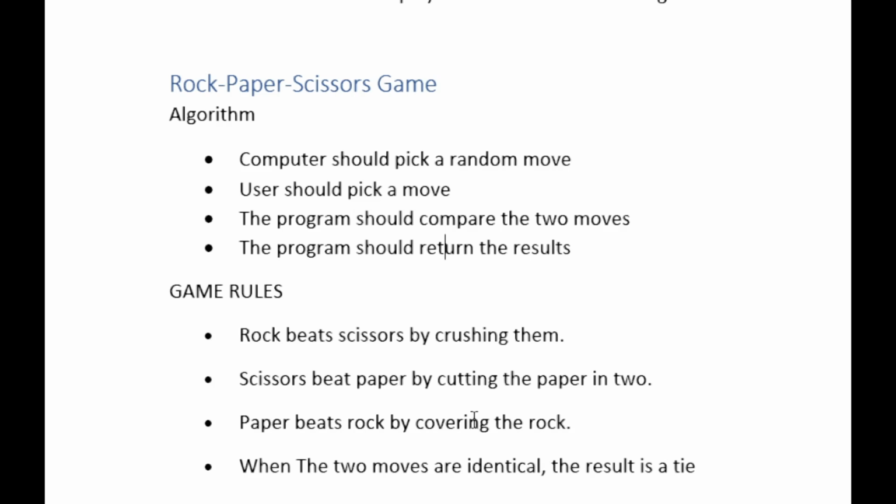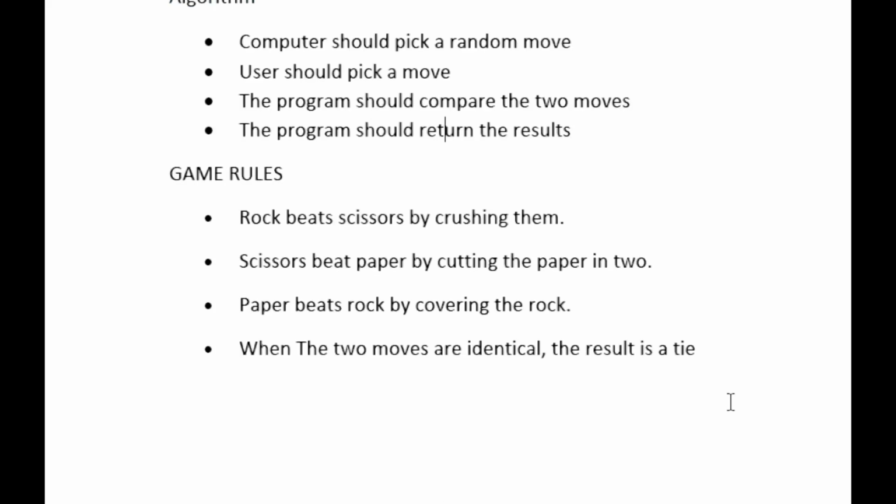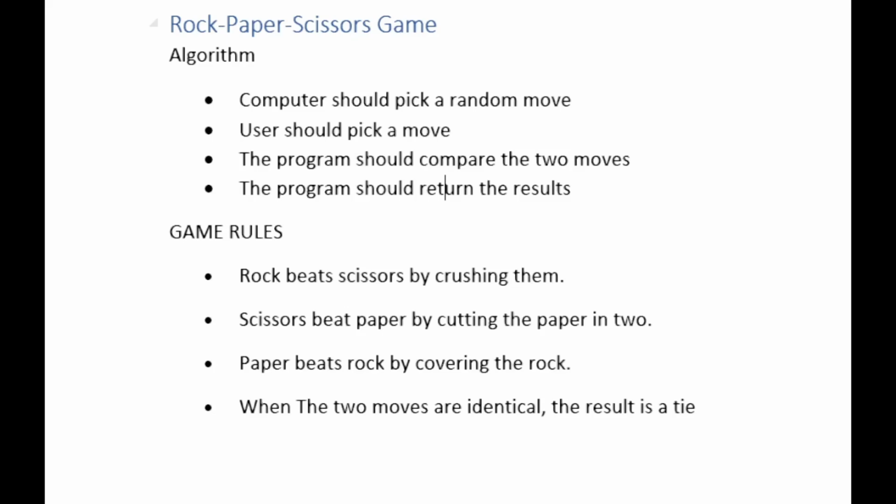So we have the game rules here. If you are familiar with rock paper scissors, you understand that rock beats scissors by crushing them. Scissors beat paper by cutting the paper into two. Paper beats rock by covering the rock. Then when the computer and the user pick two moves that are identical, for example, if both pick rock, then the result is going to be a tie. If they pick scissors and scissors, the result is going to be a tie as well.